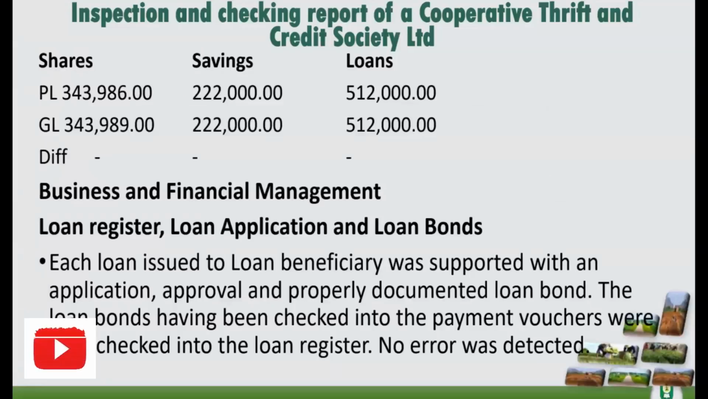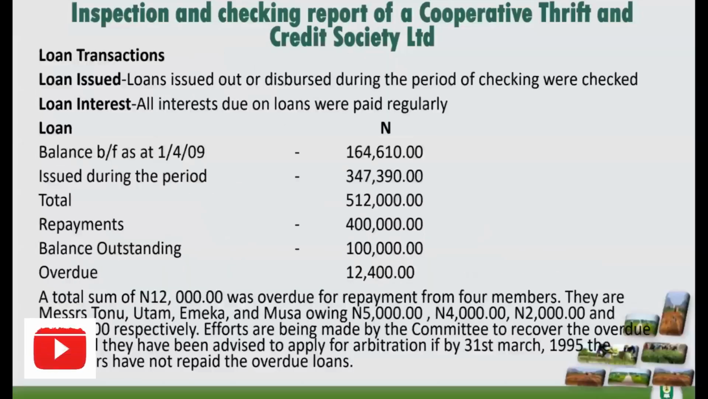Then you have differences. If there are differences, you put them. But here we don't have any differences. Now, concerning business and financial management, loan registers, loan application, and loan bonds, you report like this. Each loan issued to loan beneficiaries was supported with an application, approval, and proper documented loan bond. The loan bonds have been checked into the payment vouchers which were cross-checked into the loan register. No error was detected.